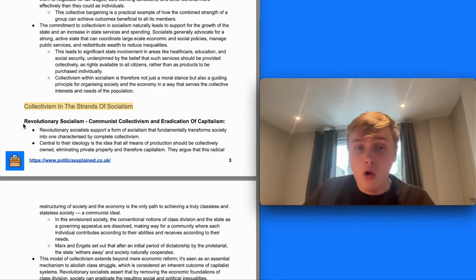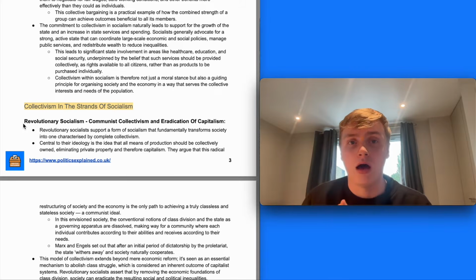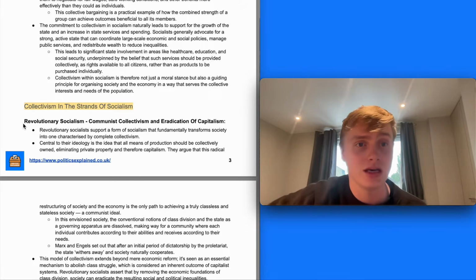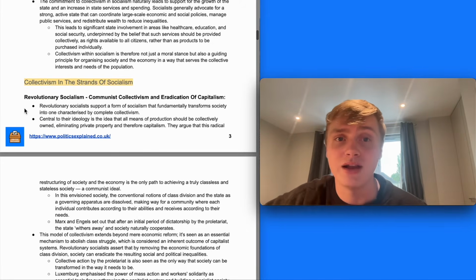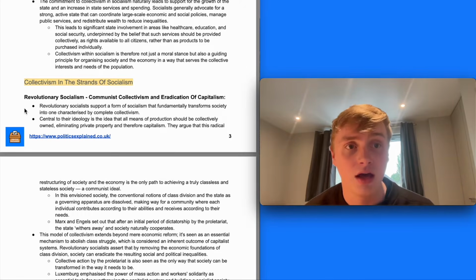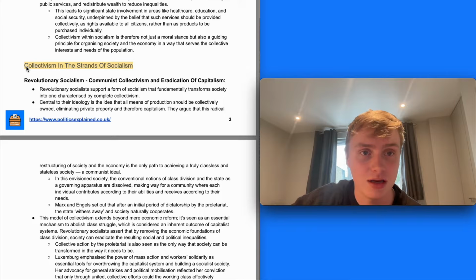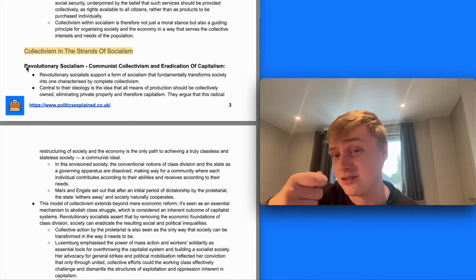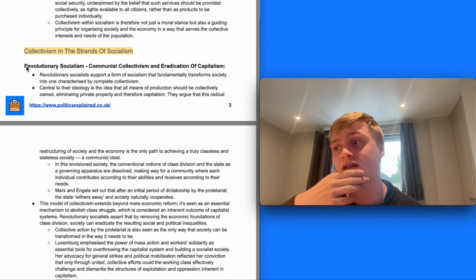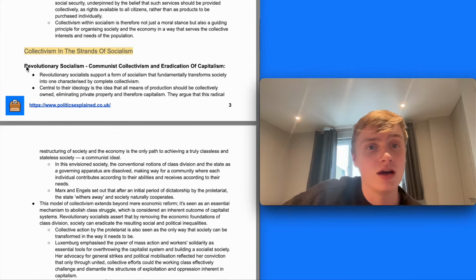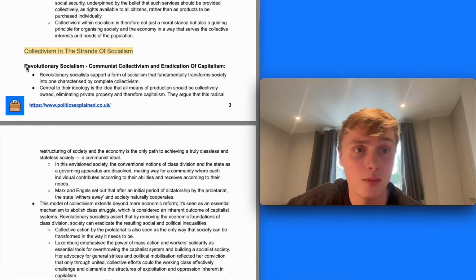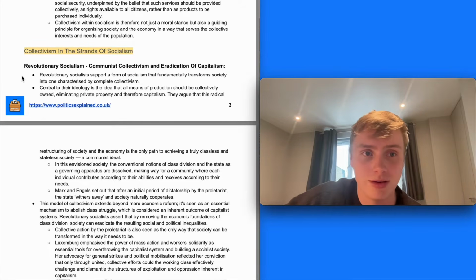They believe that a strong, active state can coordinate large-scale economic and social policies to distribute wealth to everyone, manage public services, and ultimately manage the economy effectively. So you see significant state involvement in healthcare, education, and social security, underpinned by the belief that these services should be provided collectively as rights available to all citizens rather than purchased individually in the market. So it's not just a moral stance, but they also see a collectivist approach to the state and the economy as practically rational, and a guiding principle for how the economy should be managed.